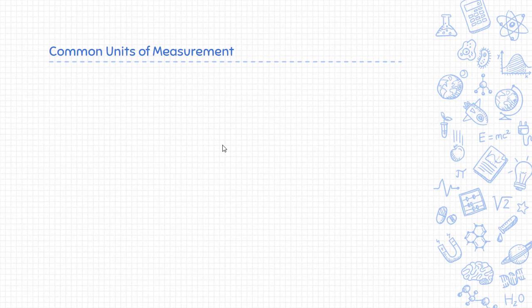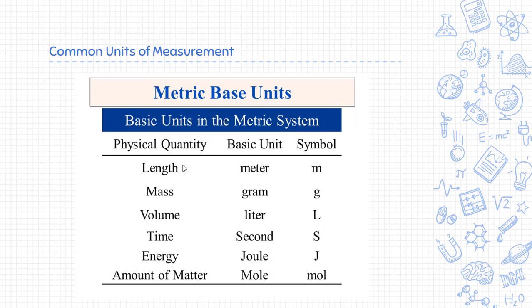So here are some common units of measurement that we use with the metric system. So for length, we often use meters, which we can see as centimeters on a ruler, or kilometers for more long distance. For mass, we often use grams, which we typically see with kilograms or milligrams. For volume, we usually use liter, which is often seen for liquids. And some other recognizable units would be milliseconds for time, kilojoules for energy, and moles for amount of matter, which is often used in chemistry.